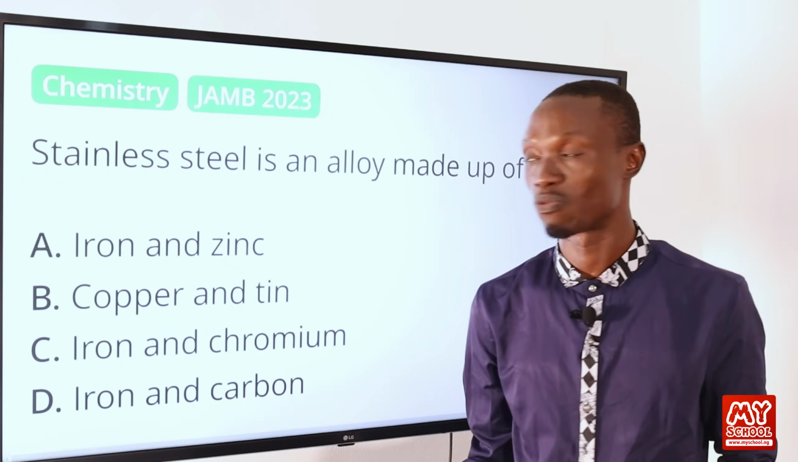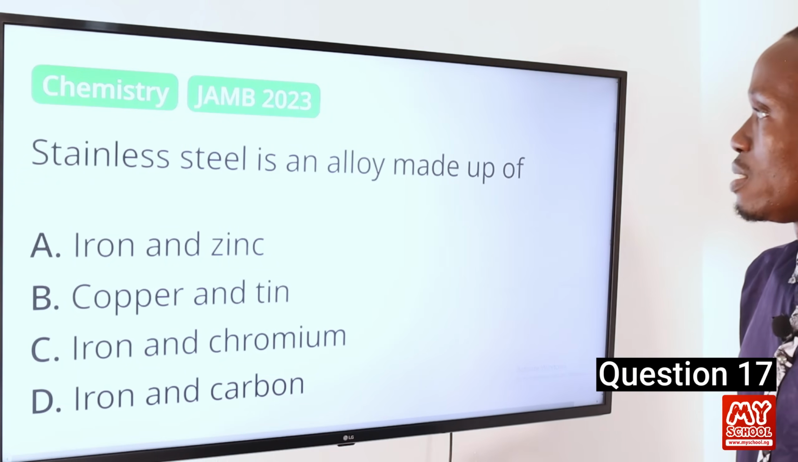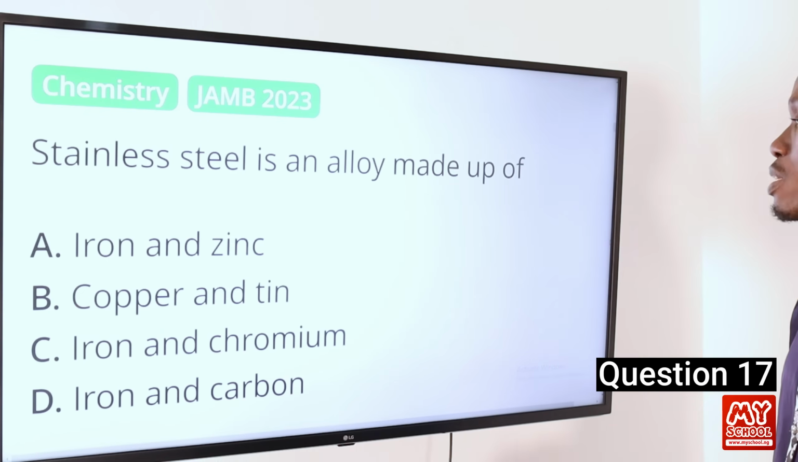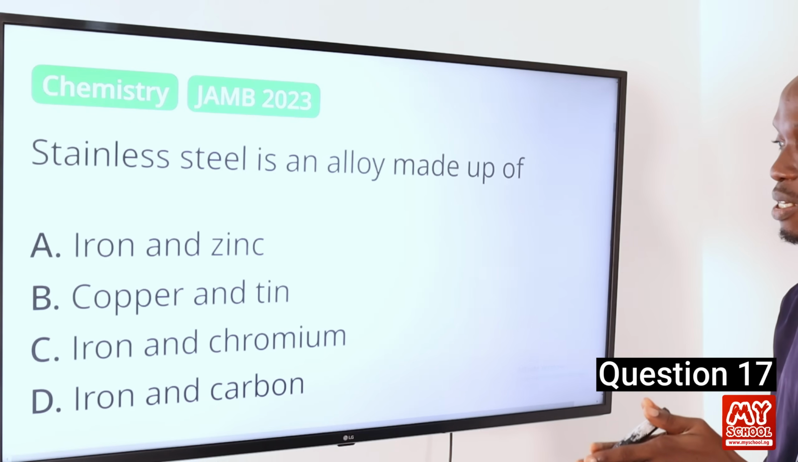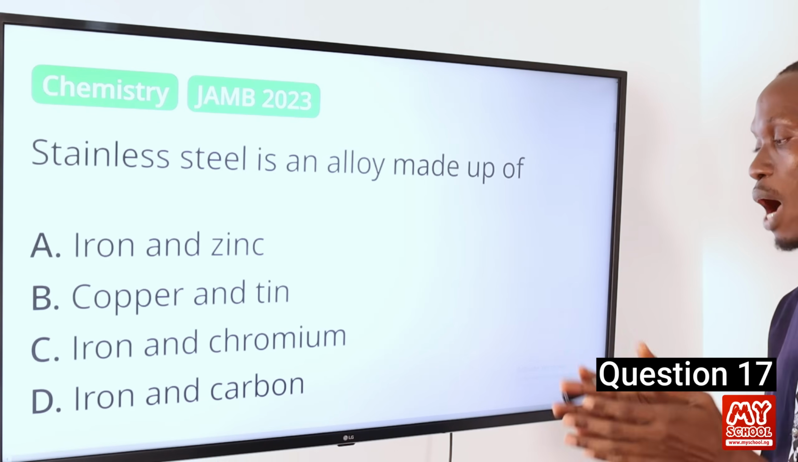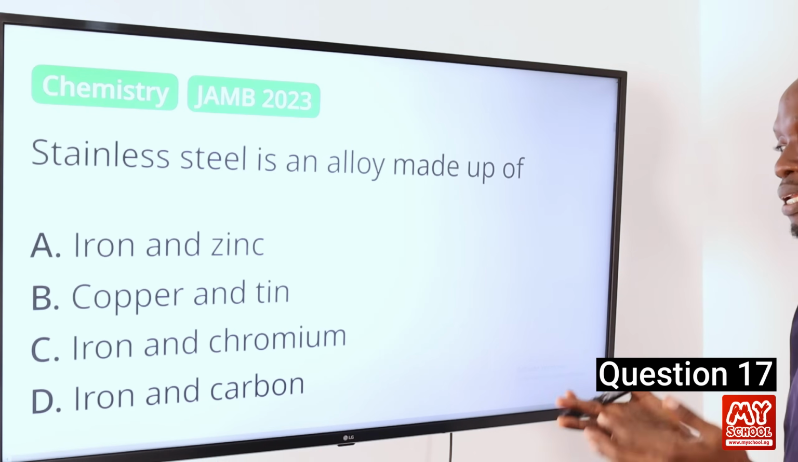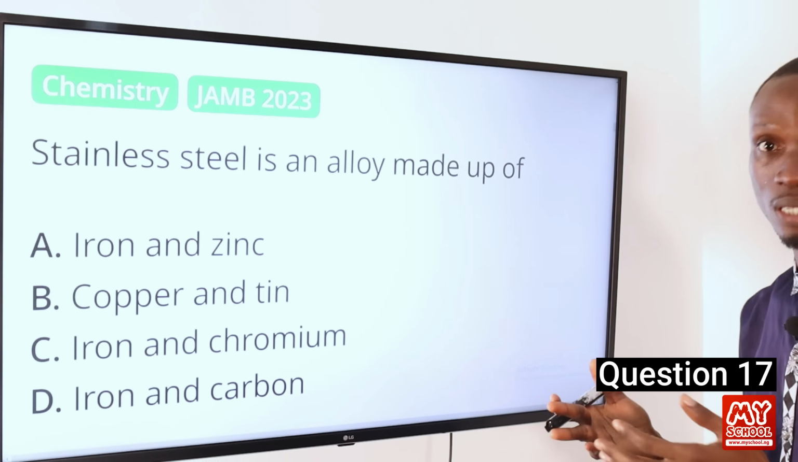Moving on to question 17. Stainless steel is an alloy made up of dash. Let's start with option D. Option D is iron and carbon. Iron and carbon is not stainless steel. Iron and carbon is steel.